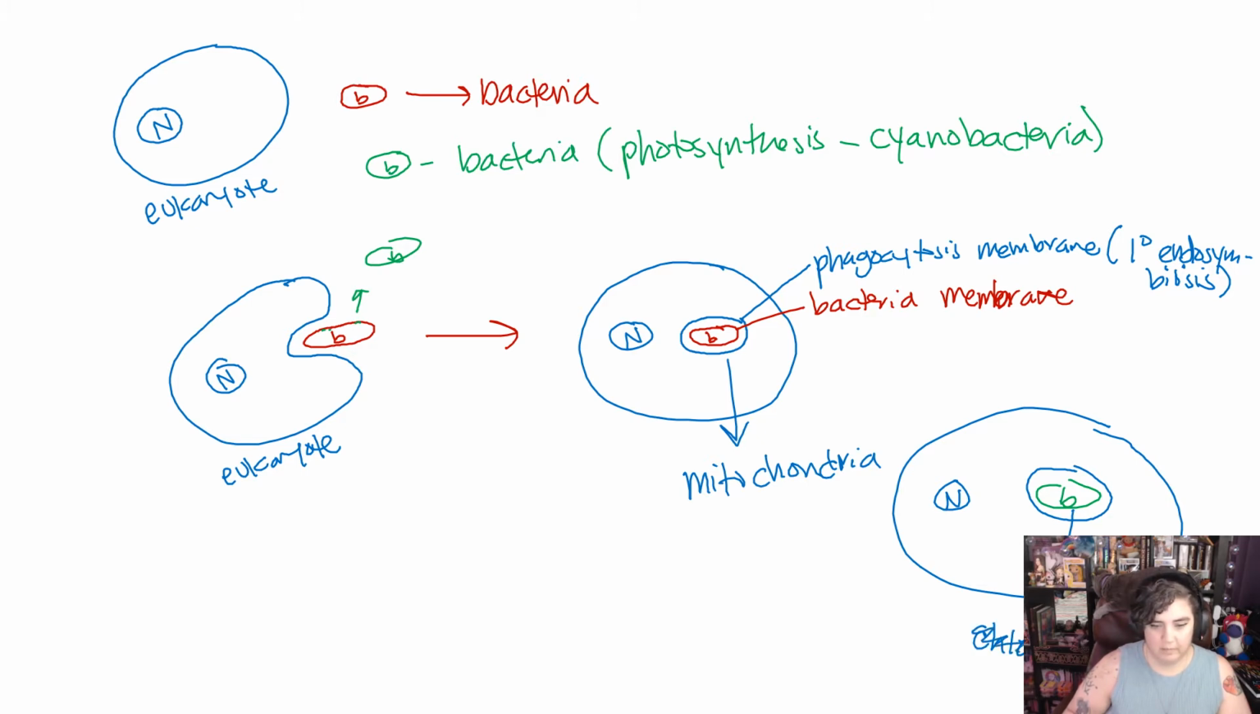Oh, you can't see that. Let's go this way. All the layers would be the same, so that bacterial layer would still be the bacteria that came from the original cyanobacteria, and then you have your phagocytosis membrane surrounding that organelle. Okay. So if you have questions about that, you can let me know. We're going to go to the next slide and talk about the evidence for this.